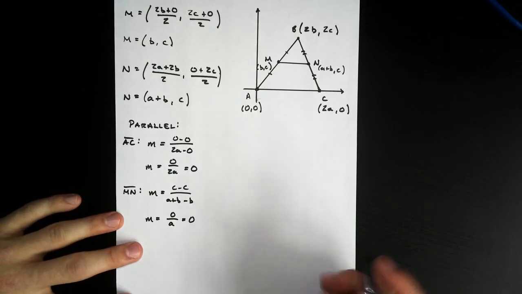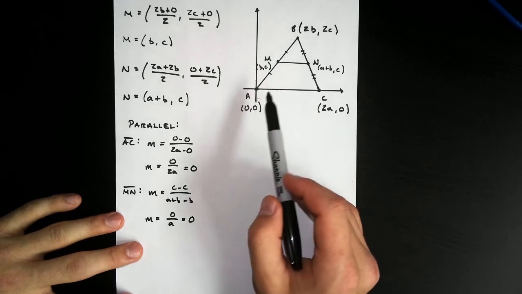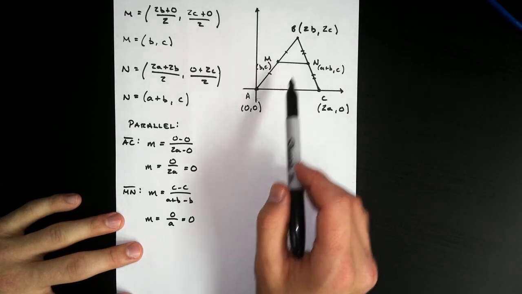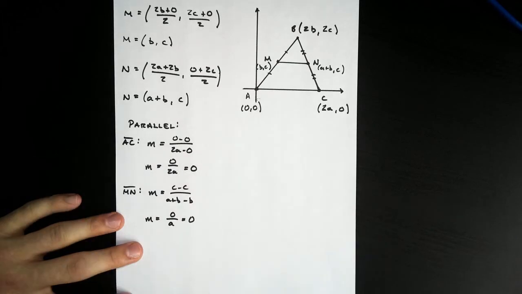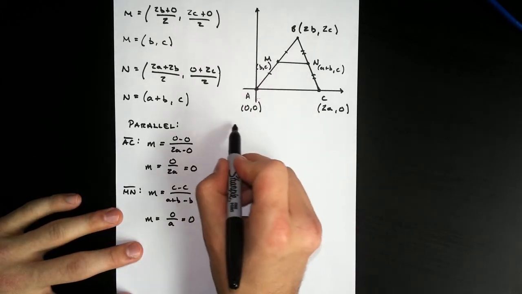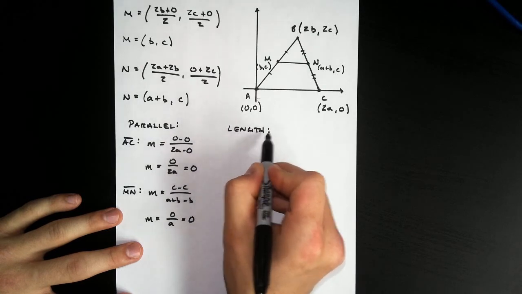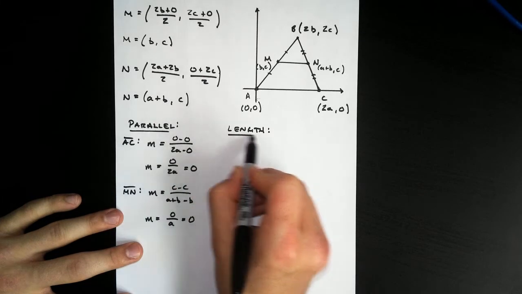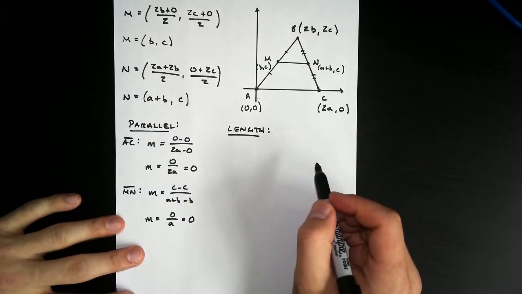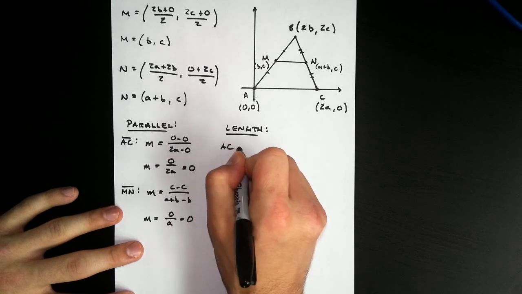Okay. The second thing is we need to show their distances here. So we need to show that mn is half as long as AC. So let's do the length. To do this, we can use the distance formula. So again, let's start with AC.